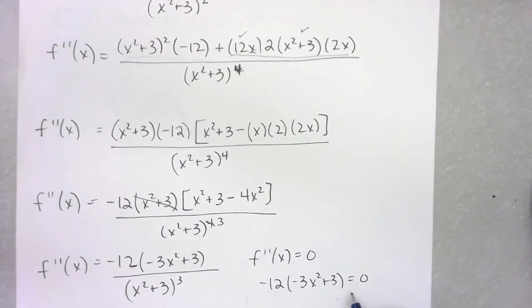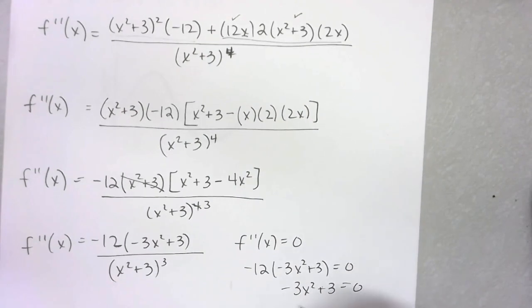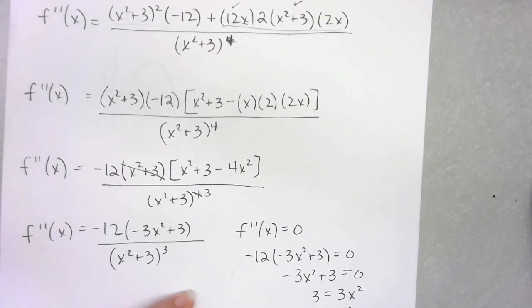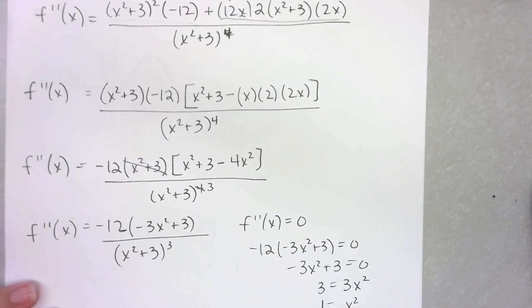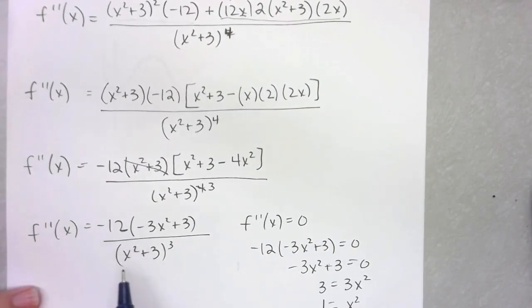Now the negative 12 can't be 0, so I can ignore that, or I can divide it away. So if I divide both sides by negative 12, then I'm just left with negative 3x squared plus 3 is equal to 0. I'm going to add the 3x squared, I like my leading coefficients to be positive, to the other side. I'm going to get x squared is 1. So that gives me x is plus and minus 1. Those are critical numbers.